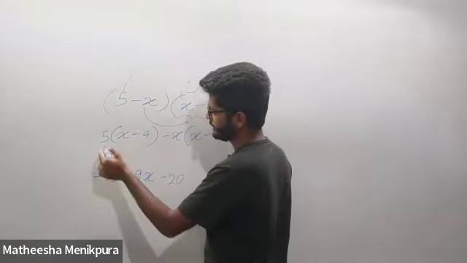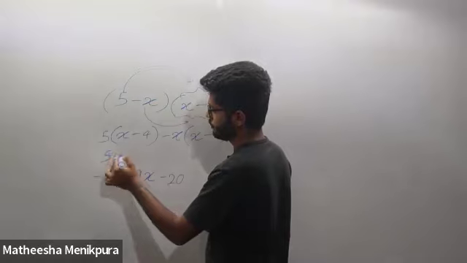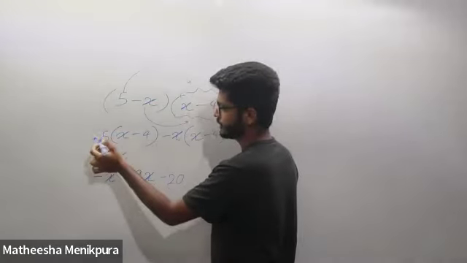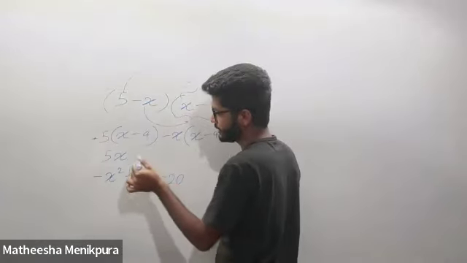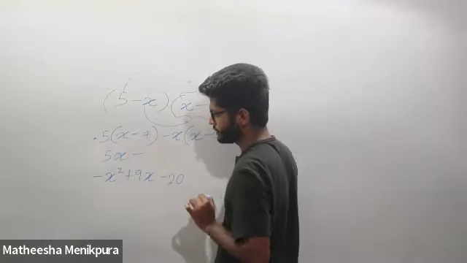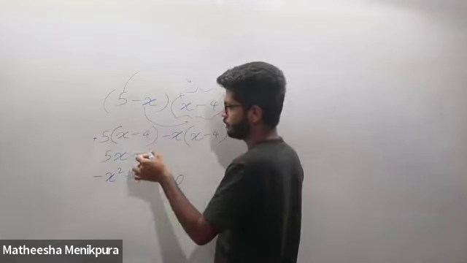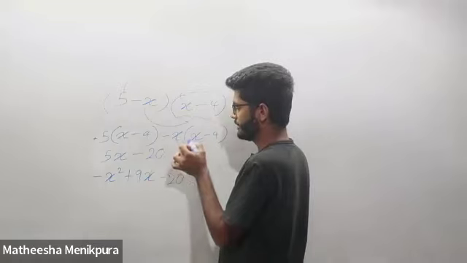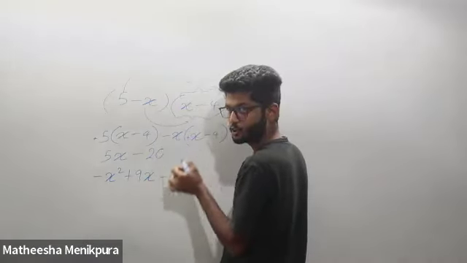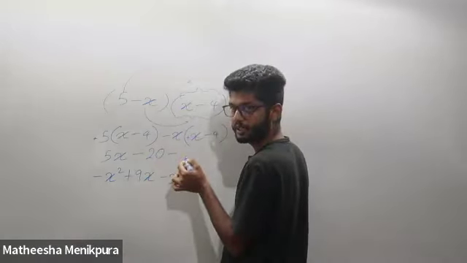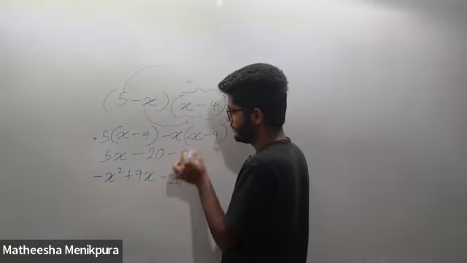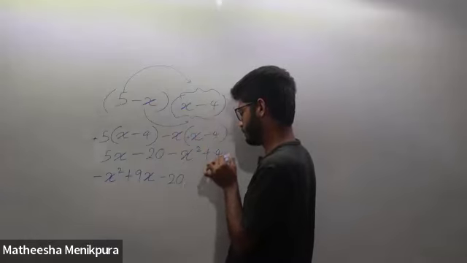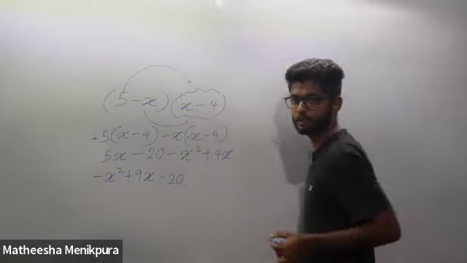So now let's remove the brackets. 5 into x, 5x. Plus 5 times minus is minus; 5 into 4 is 20. Now minus into plus is minus x into x, x squared. Minus into minus is plus, 4 into x, 4x. Okay.